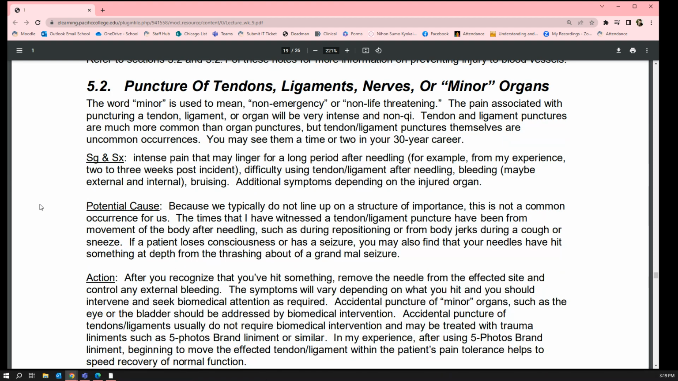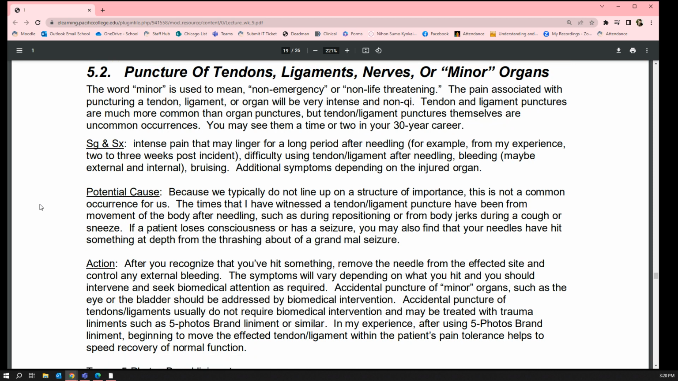Same thing with puncture of tendons, ligaments, nerves, or even minor organs, depending on what they are. The word minor here, we are talking non-emergency, non-life-threatening. There's pain associated with these things, but these are not dangerous situations. So signs and symptoms here: intense pain that may linger for a long period after needling, could be up to 2 to 3 weeks post-incident. Difficulty using whatever structure after needling. So there may be some issues with range of motion or even immobilization of certain areas. There may be bleeding or bruising. Depending on the injured organ, you might see other symptoms.